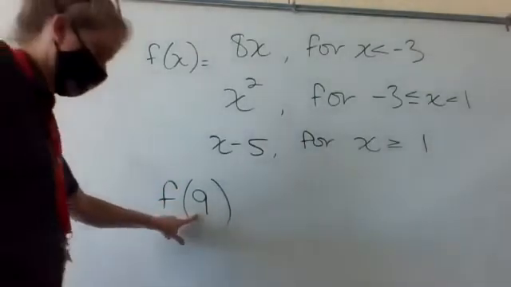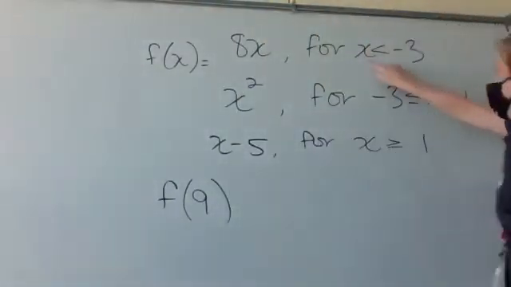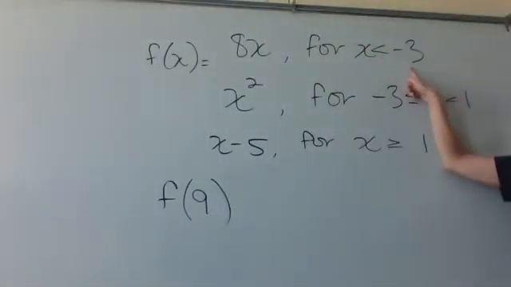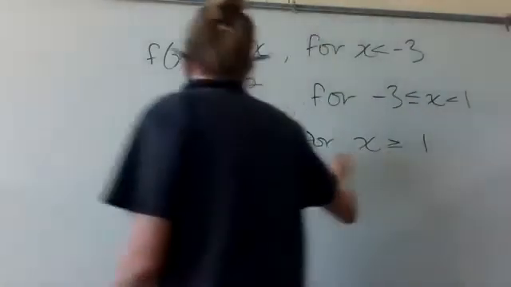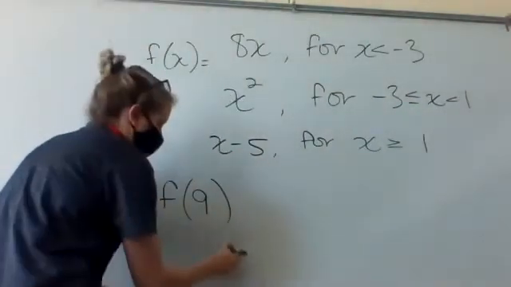So let's see, this time our number is 9. Is 9 less than -3? No, bigger than -3. So it's not in this piece. Is 9 in between -3 and 1? 9 isn't between those two numbers. No. Is 9 greater than or equal to 1? Yes. 9's bigger than 1. So that means 9 would go in this piece. And what is that piece? X minus 5.